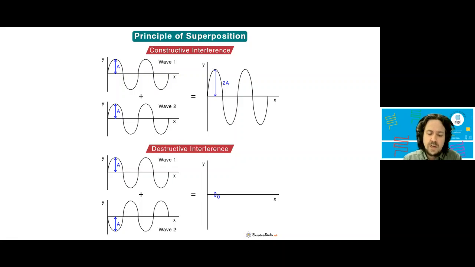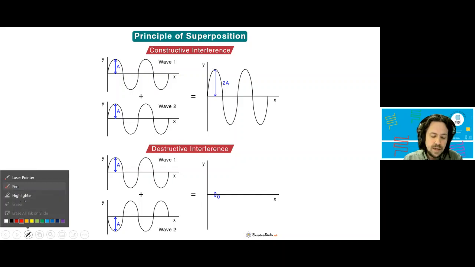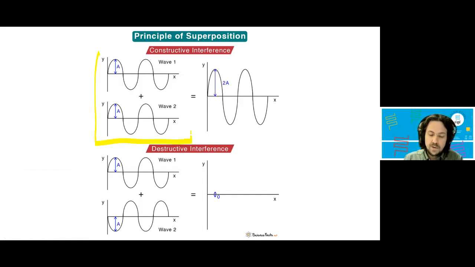In the case of these two waves at the top, which are in phase, the peaks meet the peaks, and the troughs meet the troughs. As a consequence, those two displacements add together to give us twice the displacement that we had before. Really simple: the peaks add to the peaks and the troughs add to the troughs.